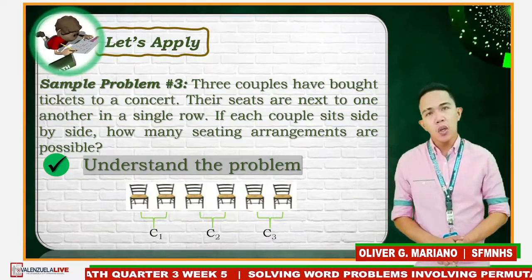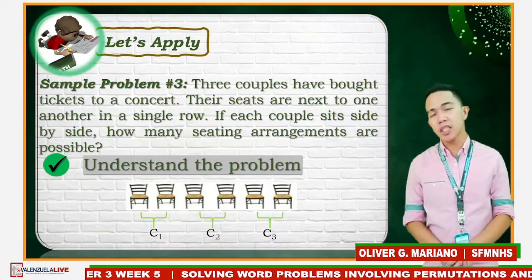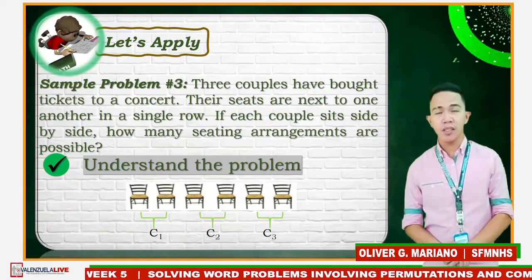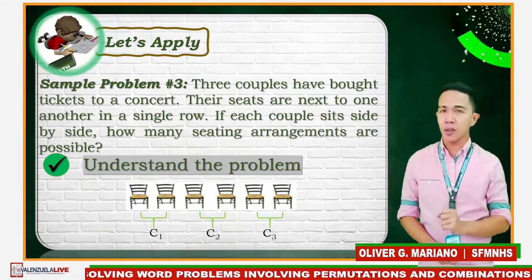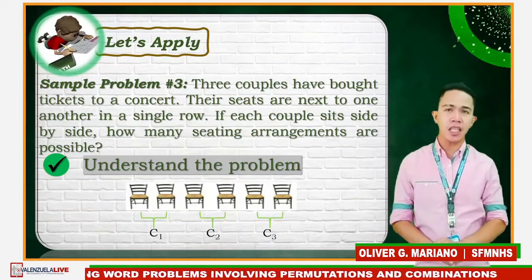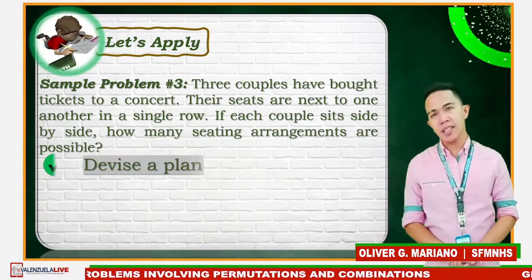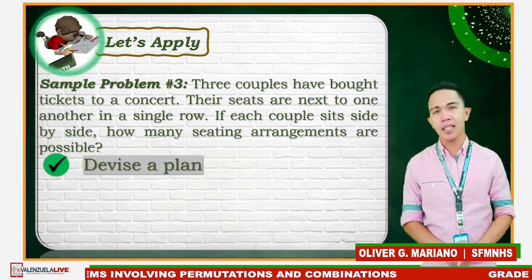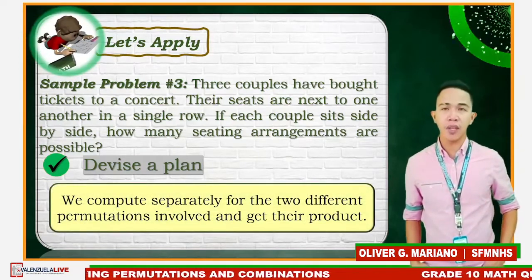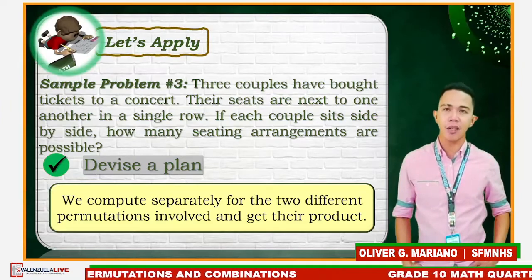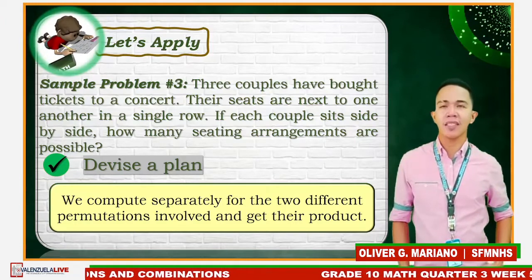So here, we can see that because couples are always together, it seems like we are arranging only 3 persons, 3 at a time. Note also that each couple may be seated in 2 ways. Now, next is we devise a plan. Our plan is to compute separately for the 2 different permutations involved and get their product. Now, we are ready to carry out the plan.